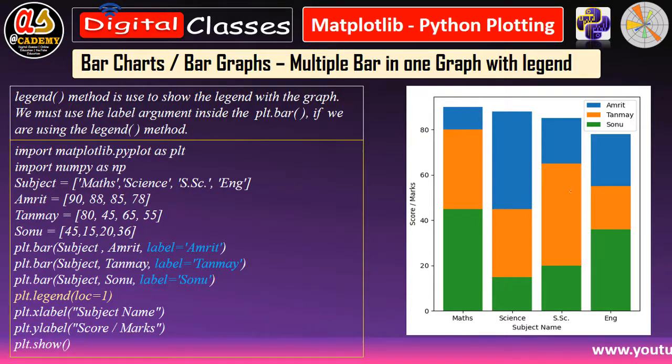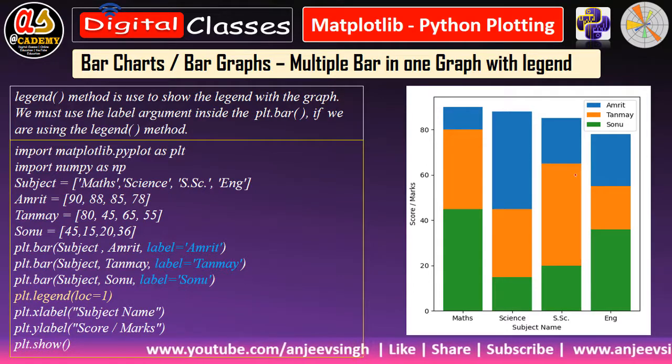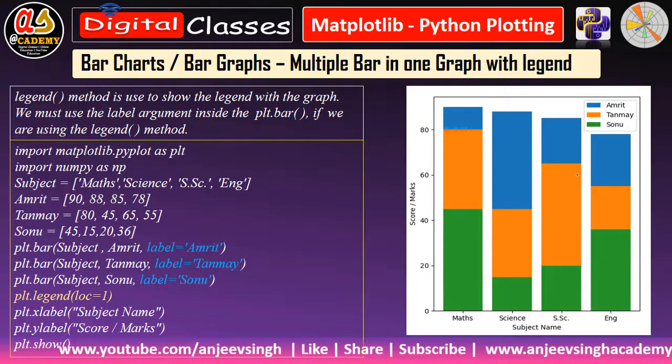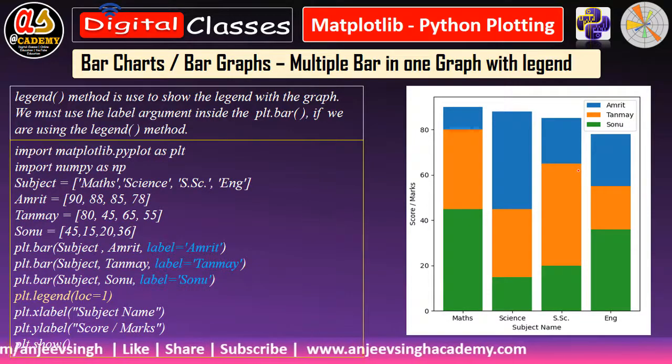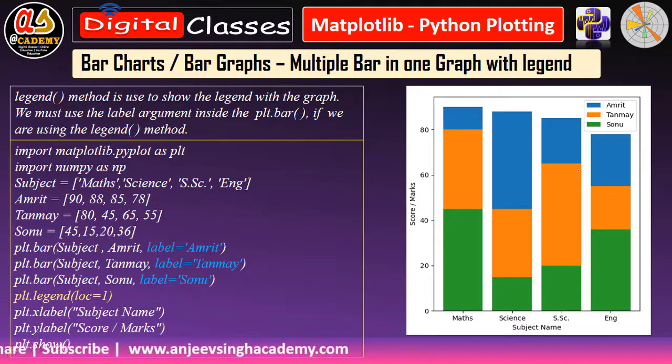Sometimes it happens that the second data will overlap the first data. So for that we have to do something else. Instead of drawing the multiple bars in an overlapping manner, we can draw the multiple bars at different positions, so they are not overlapping, they are in a comparative manner. I'll tell you about that also in a further video.